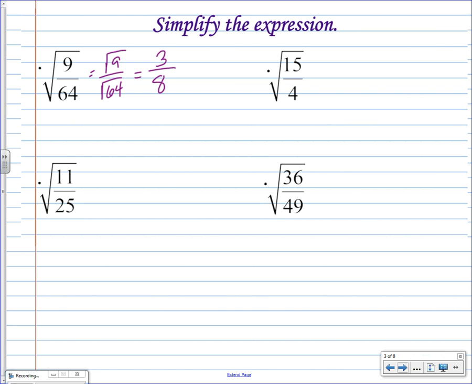Okay, what is the square root of 15? Or what times what is 15? Well, 15 is 3 times 5. And neither one of those is a perfect square. So I'm just going to leave my 15 inside my square root. And then what's the square root of 4? 2. There's your answer, done. Very simple.